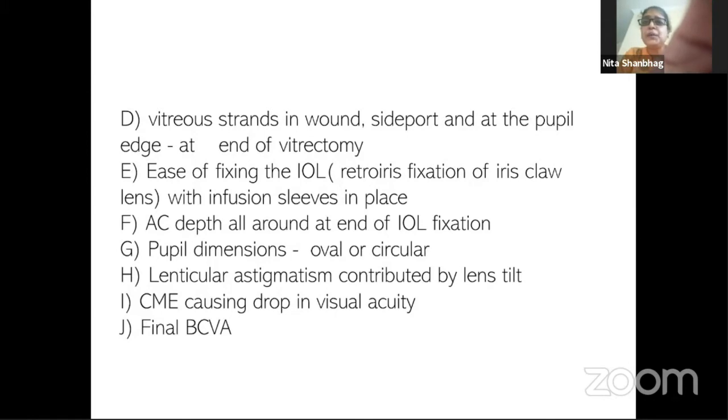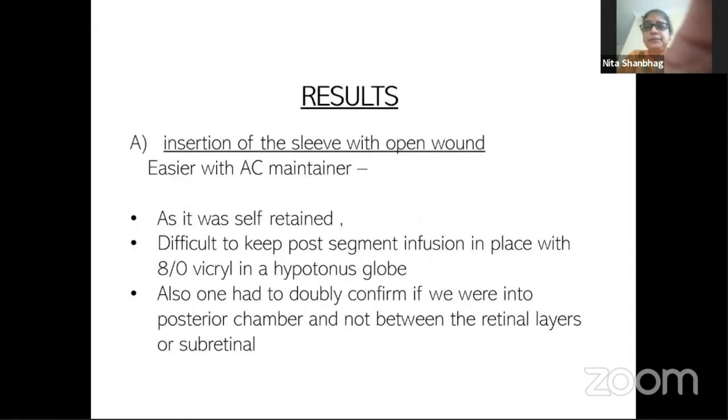vitreous strands in the wound, side port and at the pupil edge at the end of the vitrectomy, ease of fixing the IOL, retroiris fixation of the iris claw with infusion sleeves in place, AC depth all around at the end of the IOL fixation, pupil dimensions oval or circular, lenticular astigmatism contributed by the lens tilt, cystoid macular edema causing drop in visual acuity, and the final BCVA. The results were tabulated and the inferences were drawn.